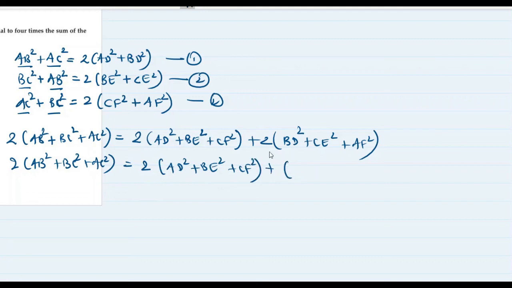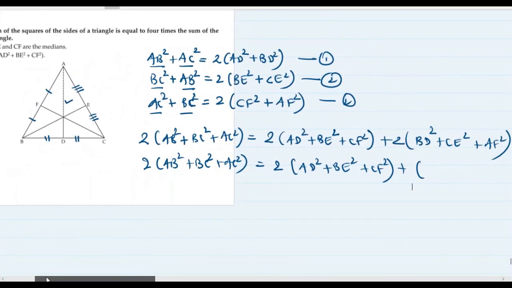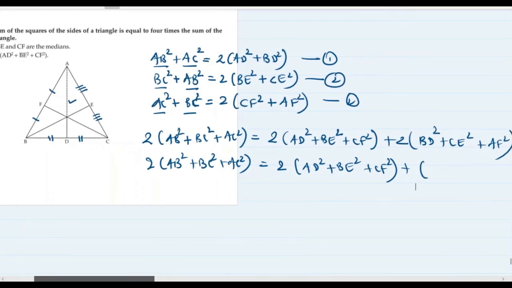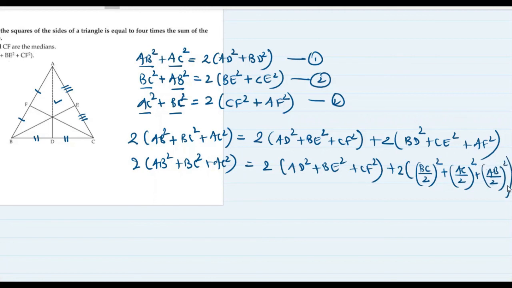Now here inside, in the place of BD, CE and AF, I'm going to change something. In the place of BD, I'm going to write BC by 2. So 2 times BC by 2 the whole square plus CE. In the place of CE, I'm going to write AC by 2 the whole square, plus in the place of AF, I'm going to write AB by 2 the whole square.